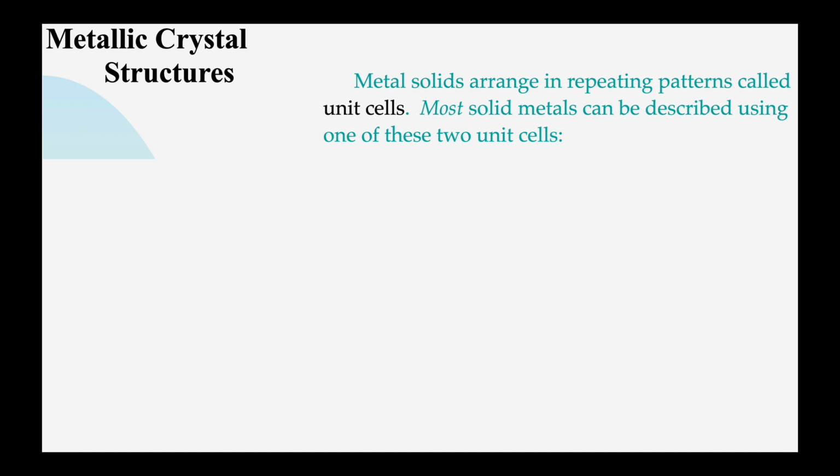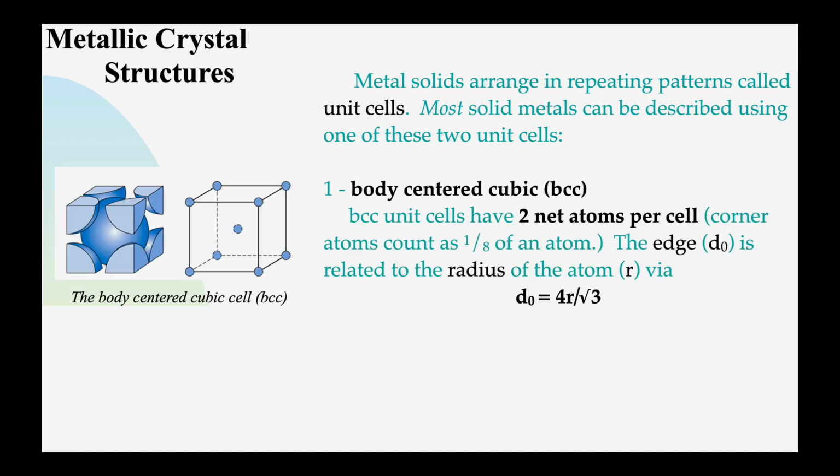But if you do end up doing solid crystallography kind of stuff, solid state materials, this may be helpful to you. So anyway, if you're talking about metals, which we are, most solid metals can be described using one of two unit cells. And the first one is called the body-centered cubic cell, which we're going to abbreviate BCC. Now in that picture there on the left-hand side, you can see two versions of it.